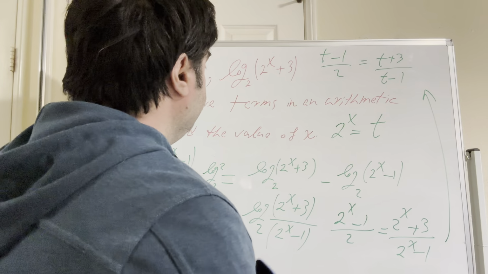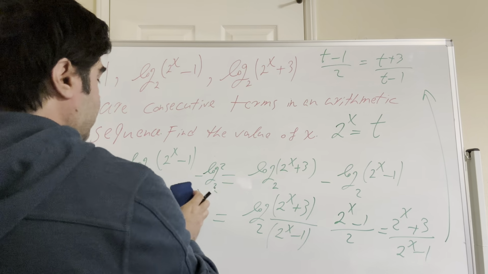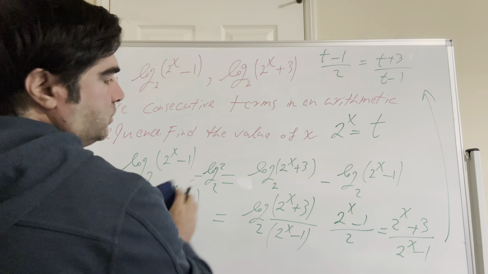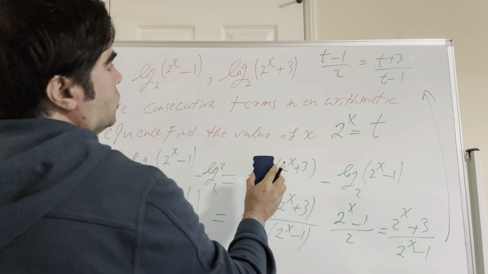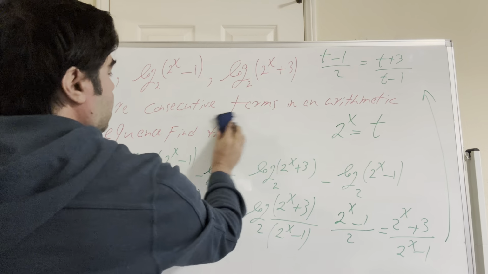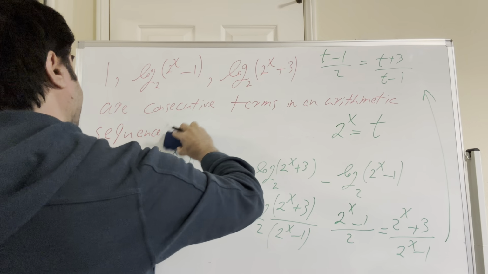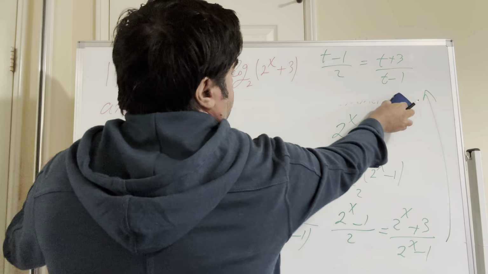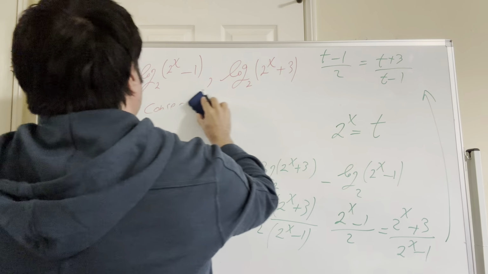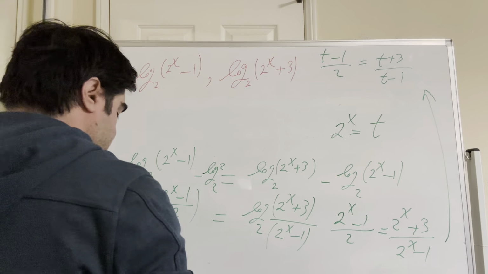So let me get rid of, let's see what I want to get rid of. These are all important, for now I don't want to get rid of that. So let's get rid of this description here. We know what we want to do. We want to find the x value. We know these terms are consecutive terms in an arithmetic sequence and so forth.